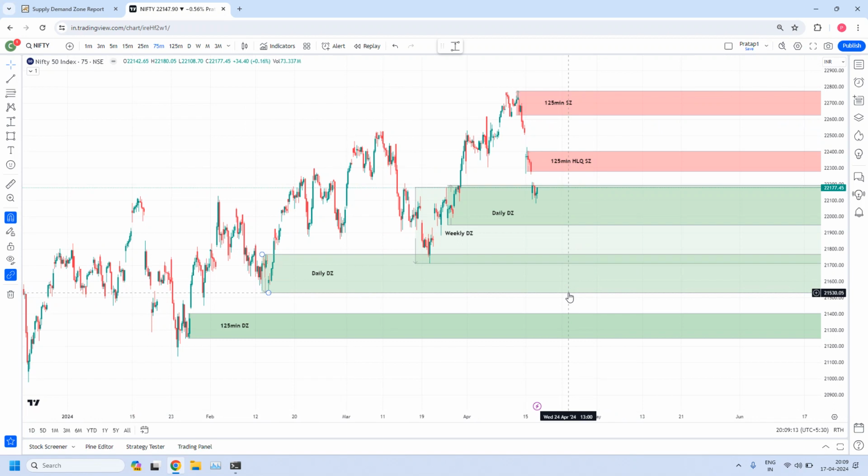Actually, the main reason why I am looking into 125 minutes and 25 minutes is to check whether there are any good high liquidity zones. Otherwise, our concentration should be on daily, then 75 minutes, then 15 minutes. That is the flow we are following. After 15 minutes, 5 minutes, because that is a very successful combination. But why should we look into 125 and 15 minutes to find high liquidity zones? We don't want to miss them.